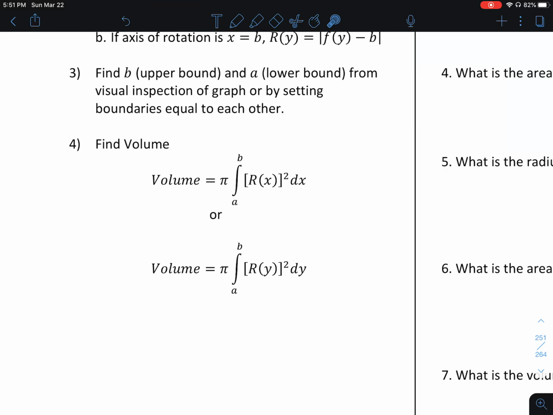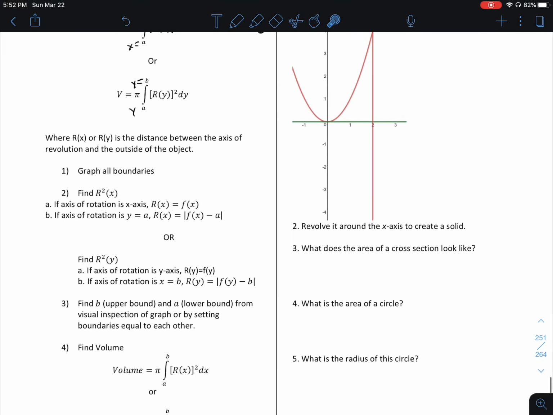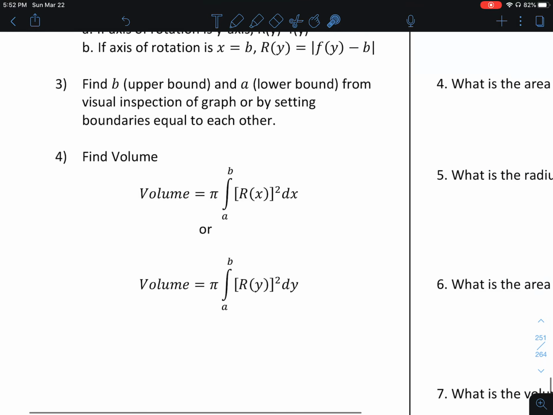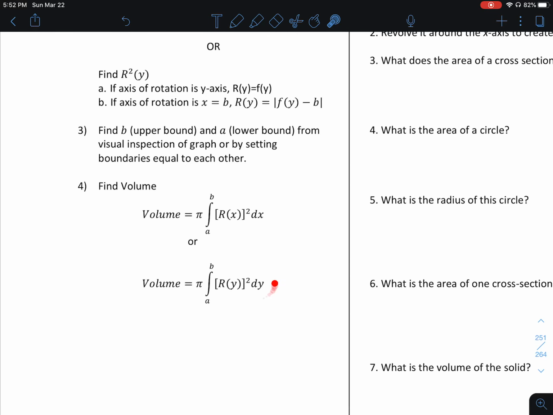After you do step 2, find the upper bound and the lower bound from visual inspection of the graph. Like for this example, the lower bound would be 0, the upper bound would be 2. And then you find the volume, and here's the formula once again. It's pi r squared, and we're integrating that. Pi is a coefficient, so we can pull it out to the front. R, in most cases, is just the function, and we're squaring it. If you're revolving around the y-axis or a vertical line, then it's going to be this formula.